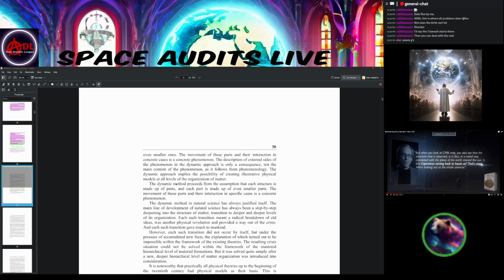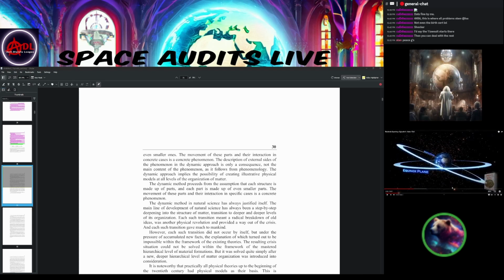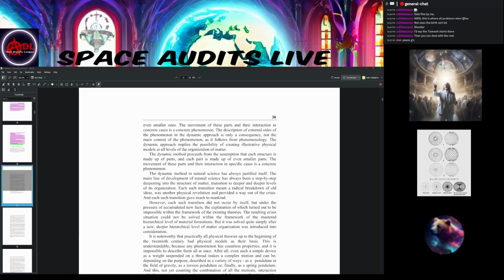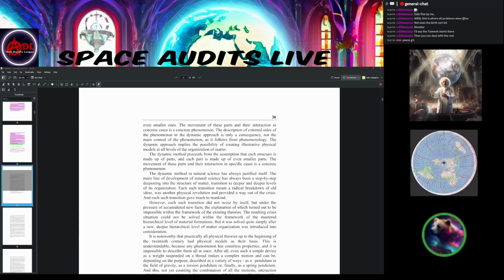The dynamic method proceeds from the assumption that each structure is made up of parts and each part is made up of even smaller parts. The movement of these parts and their interactions in specific cases is a concrete phenomenon. The dynamic method in natural science has always justified itself.